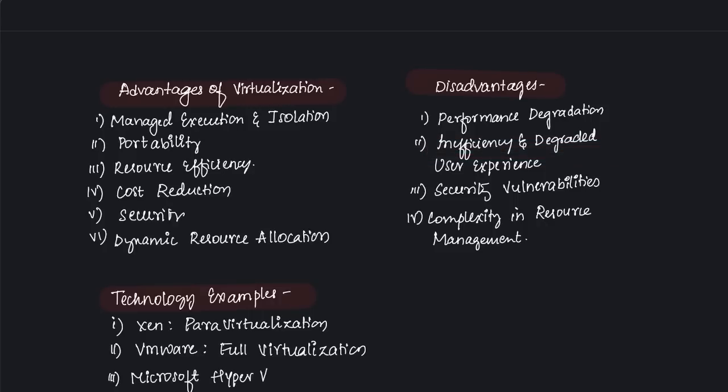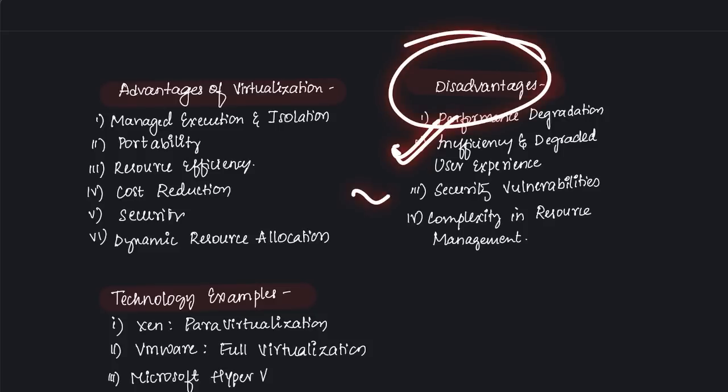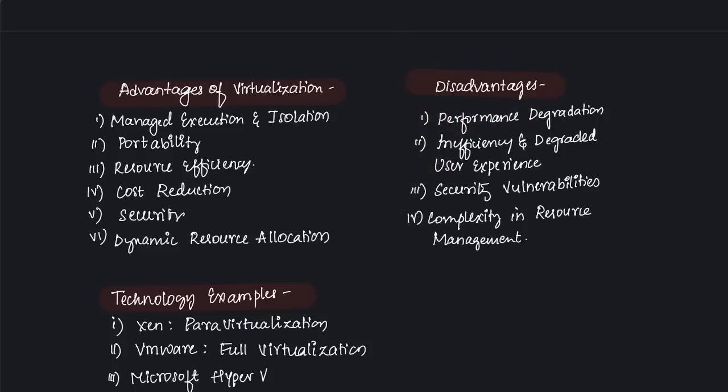Then we have inefficiency and degraded user experience. Some host features may not be accessible to the virtual machines due to the abstraction layer, so again, it could be a disadvantage. Then we have security vulnerabilities. That is, there could be new security risks like malware that can emulate virtual environments or other similar security threats. Then we have complexity in resource management. Virtualization adds complexity to managing resources, which can sometimes lead to suboptimal resource allocation. So it will further impact the efficiency, performance, and all.